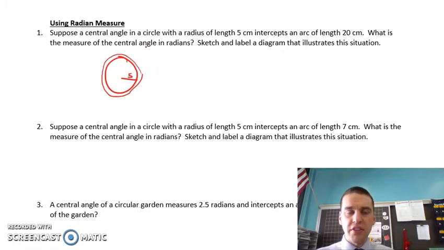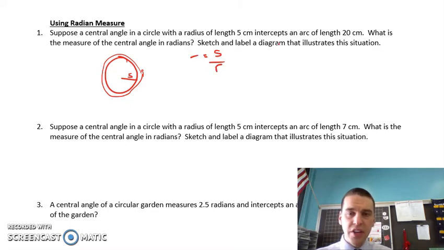What is the measure of the central angle in radians? Well, we kind of know that it's going to go beyond here. So let's just figure out the radians. We know that theta equals the arc length over the radius.